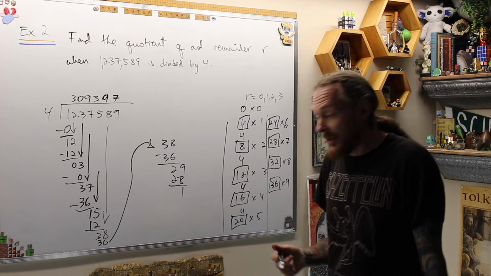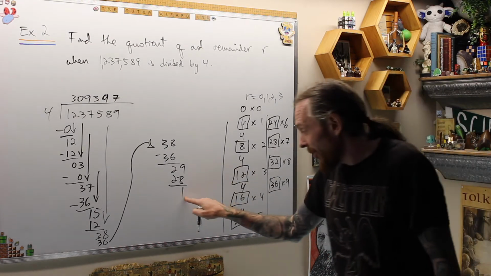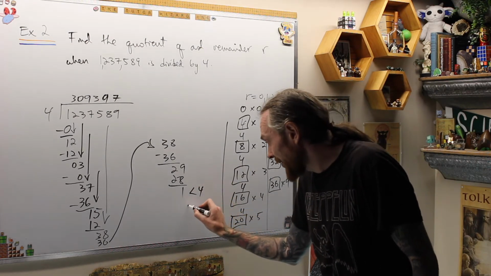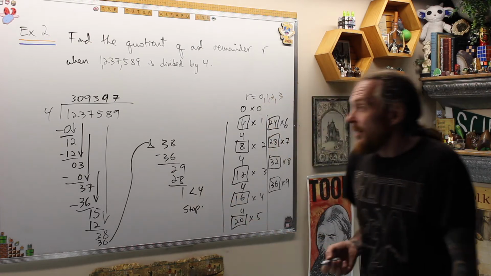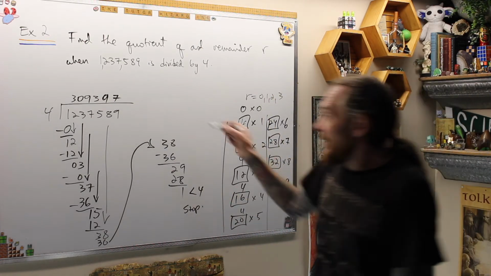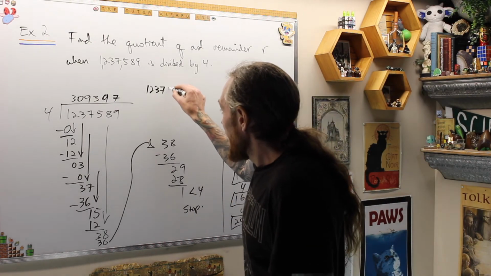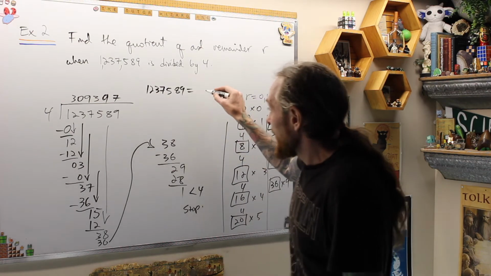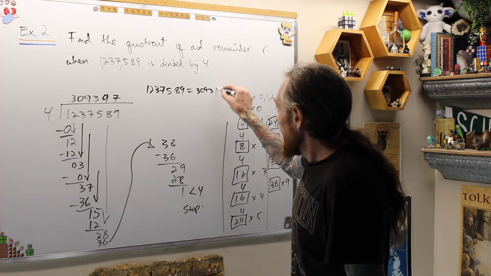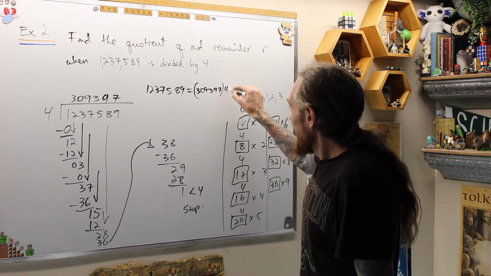And I didn't even cook up the same remainder. I got a remainder of 1. How do I know that's less than 4? So I can stop. That now tells me that 1,237,589 is equal to 309,397 times 4 plus 1.